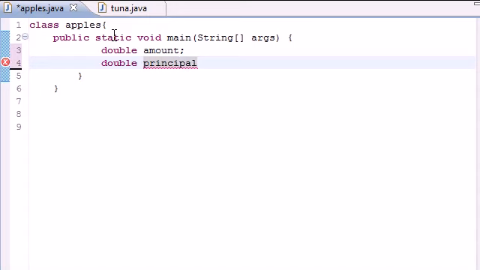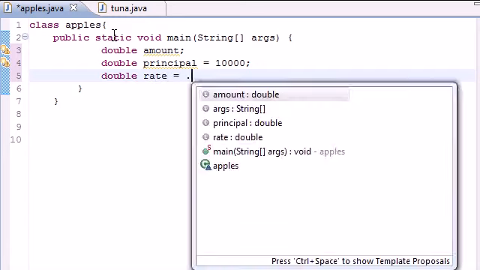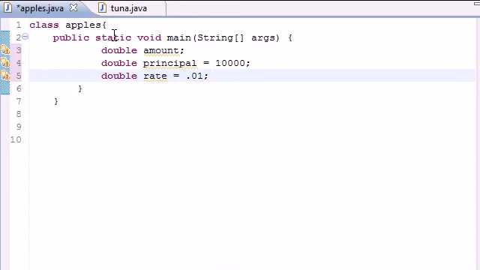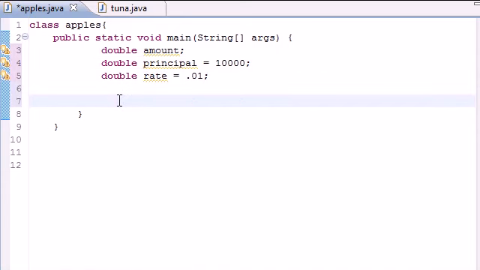So double principal, we know what this is, 10,000, since that's how many subscribers I have to begin with. And don't put the comma there. 10,000. So we have the amount and the principal, and the last thing we need is the rate. So double rate equals 0.01, since I'm gaining subscribers at 1% a day. Now that we have the amount, which we're solving for, the principal, the value that I'm starting with, and the rate, 1% a day, we can go ahead and make a for loop to build this program.